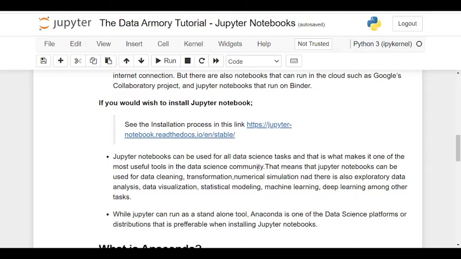But so far, to where we have reached in this age and time, one of the most important tools in the data science community is the Jupyter Notebooks, and that's why it's essential for anyone who is venturing into the data science field to understand what Jupyter Notebooks are and how to use them. Jupyter Notebooks can be used for data cleaning, transformation, numerical simulation, and also exploratory data analysis, data visualization, statistical modeling, machine learning, deep learning, among other tasks. So these are some of the tasks which can be done on Jupyter Notebooks.